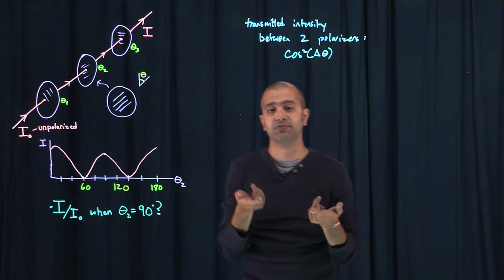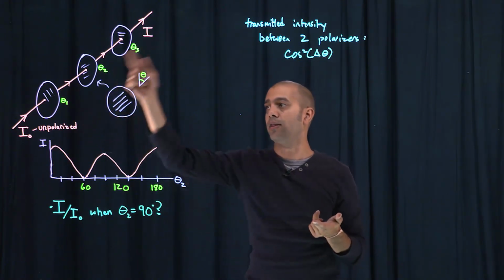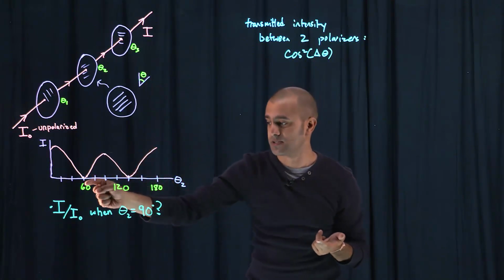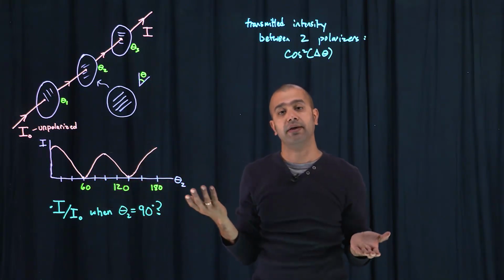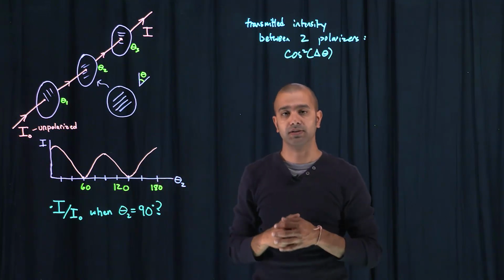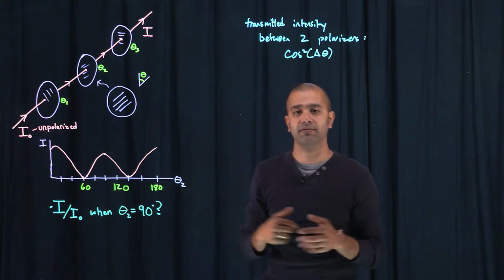So what I want you guys to do is figure out what angles theta 1 and theta 3 have to be to produce these dips at 60 and 140, given the fact that they have to be at right angles to theta 2 in those cases. So figure out those angles real quick and we'll come back and finish up the problem.